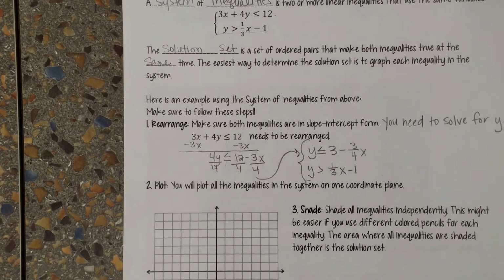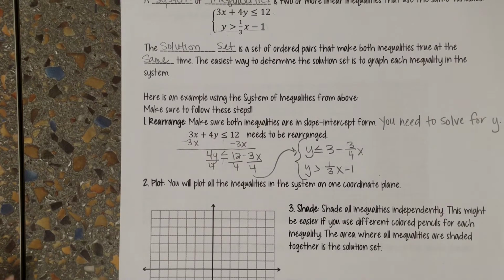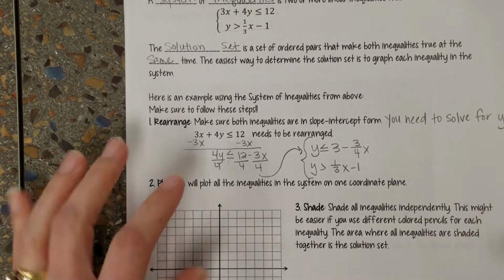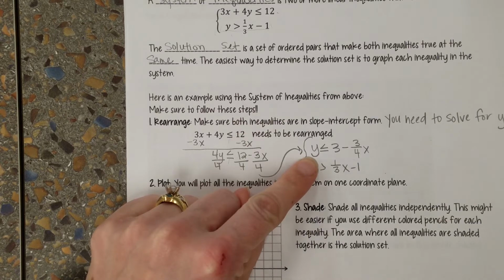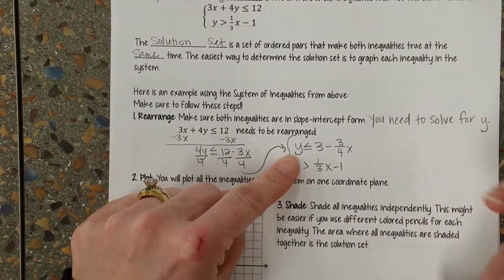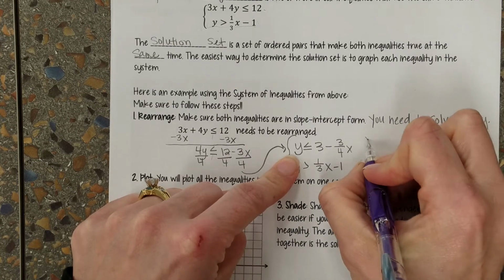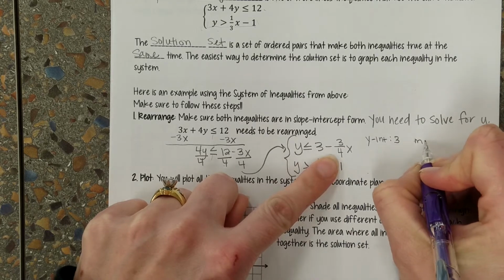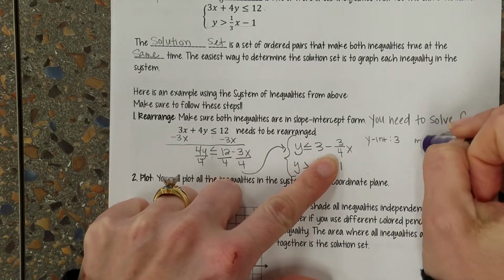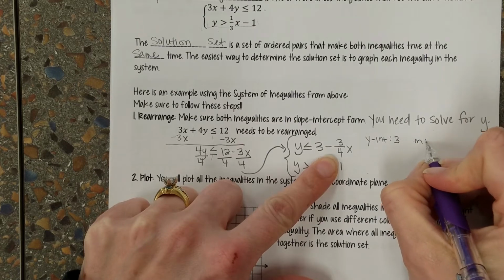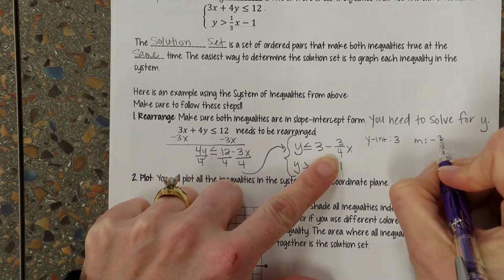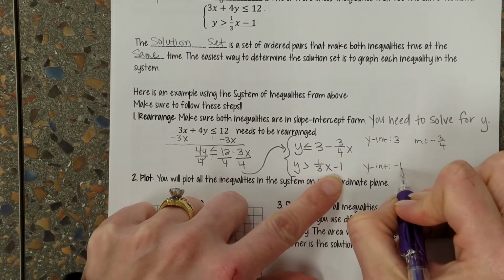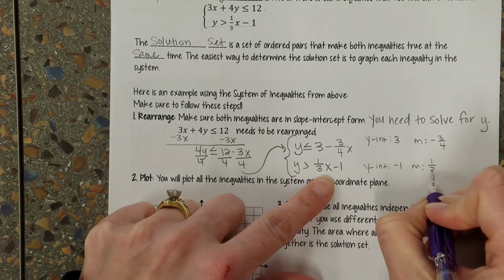So now the next step, number 2, is to plot. And again, this is nothing new for us. It's just that now we're plotting 2 of them on the same graph instead of just 1. So I'm going to plot this one up here first. Just off to the side, I'm going to make some notes for myself. So my y-intercept for this one is 3, and my slope is -3/4. This one, my y-intercept is -1, and my slope is 1/3.